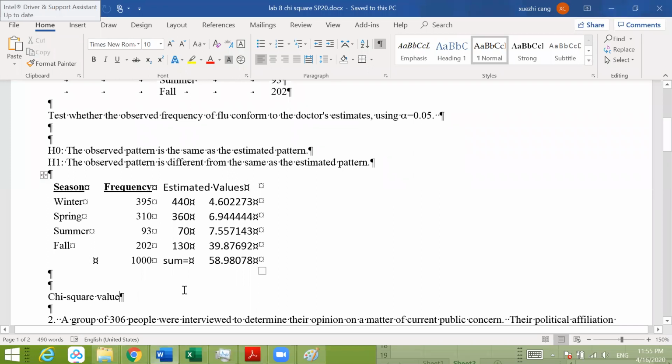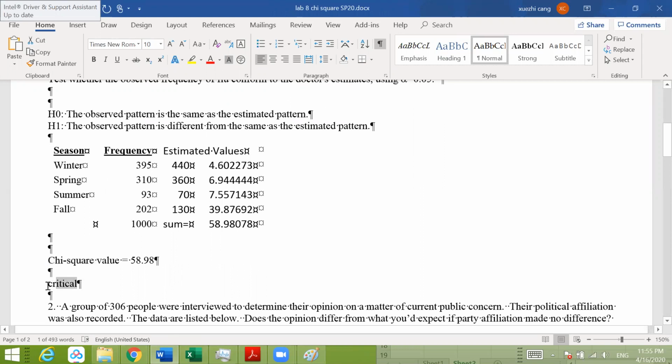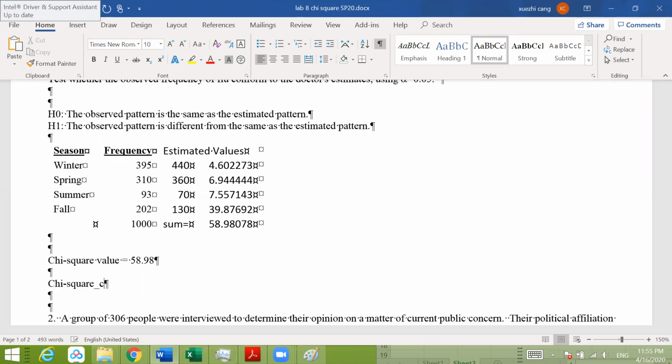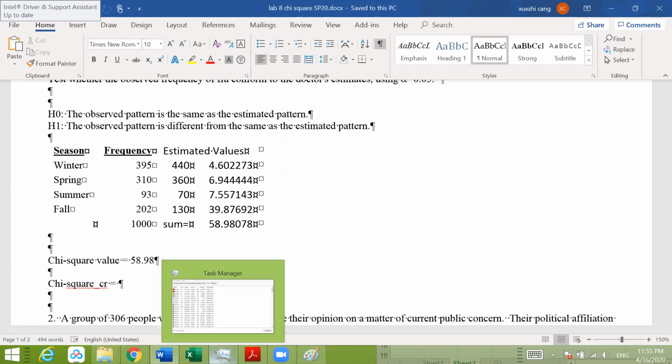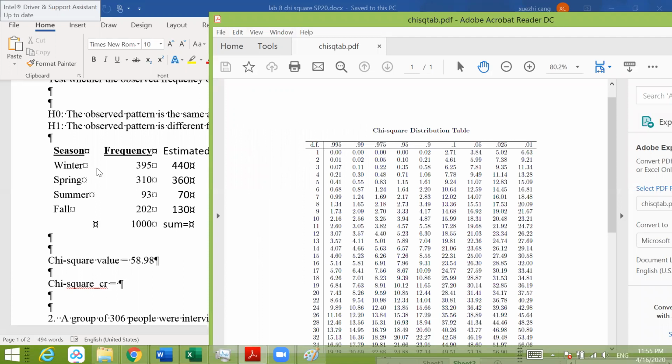So the chi-square value is 58.98. Then we need to figure out the significant value, or the critical value. Sorry. To figure out the critical value, we need to use the chi-square table. The degree of freedom is k minus 1. The k is how many samples we have in the data. So in this data we have 1, 2, 3, 4 samples. 4 minus 1 is 3.